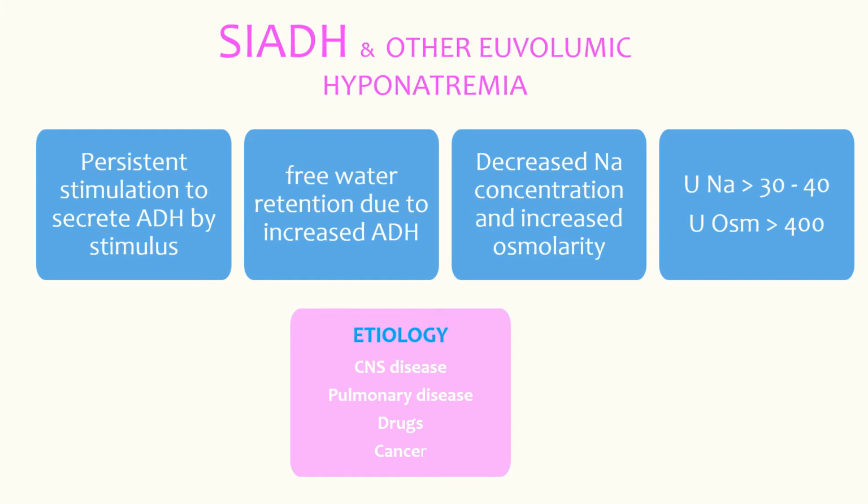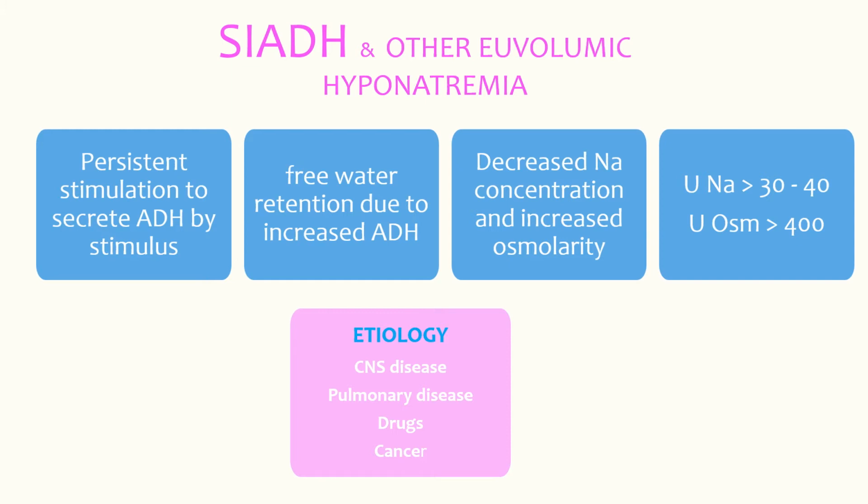CNS disease, because they are sitting right next to the pituitary in the brain and they influence ADH secretion. Pulmonary disease, because of hypoxia and hypercapnia being a stimulus for ADH. And drugs go and act centrally, and sometimes they increase the sensitivity of the renal tubules to ADH. And similarly, cancer actually secretes ADH hormone.